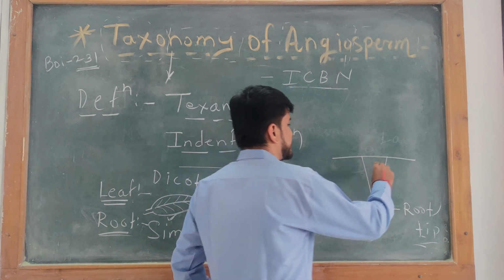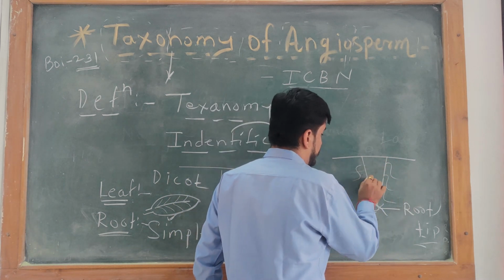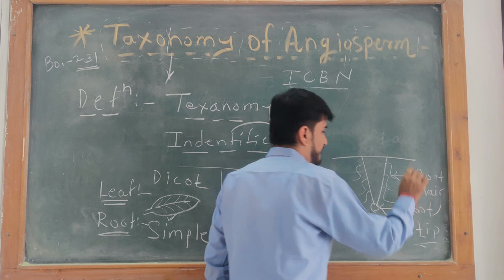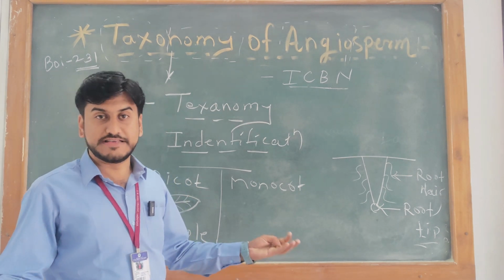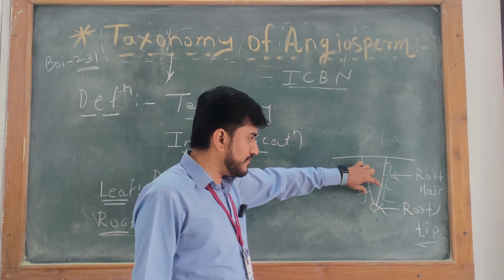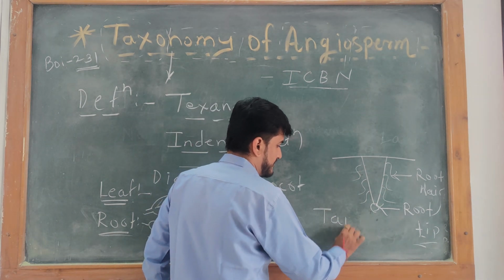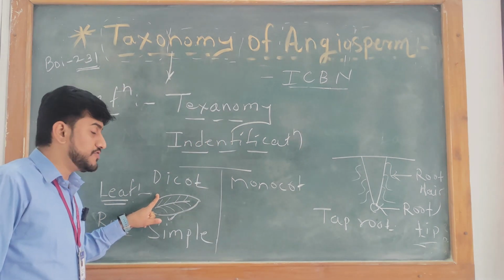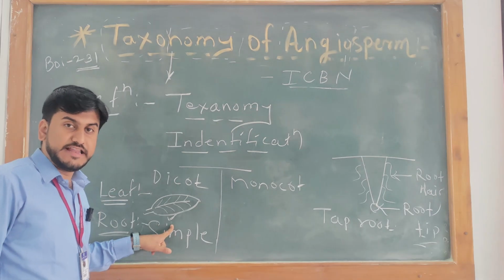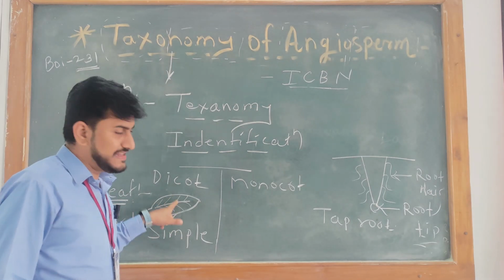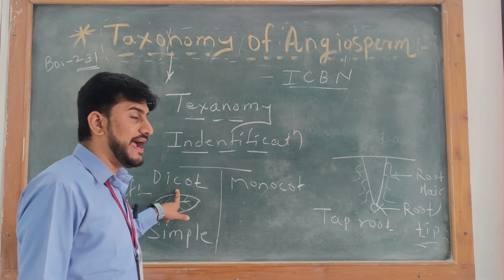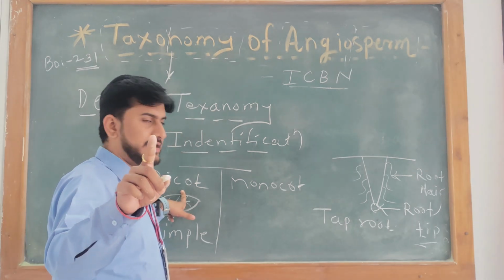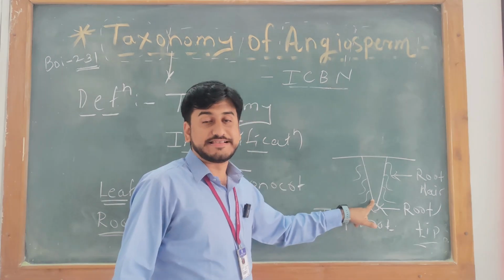In the surrounding region of the root there is the presence of root hairs, and you know the function of root hairs is the absorption of water and minerals from the soil. This type of root system is the taproot system, present in the dicot plant. So if you observe a simple type of leaf with reticulate venation, this plant is a dicot, and the root of this plant is a taproot system.